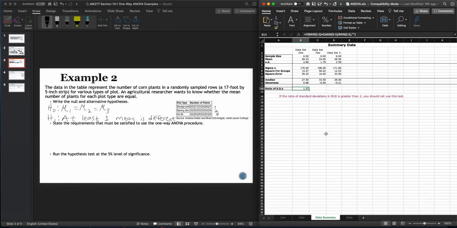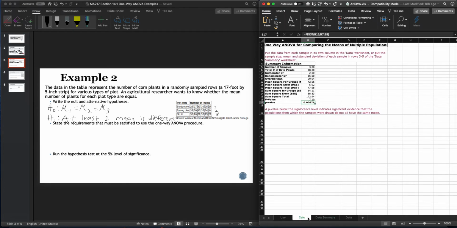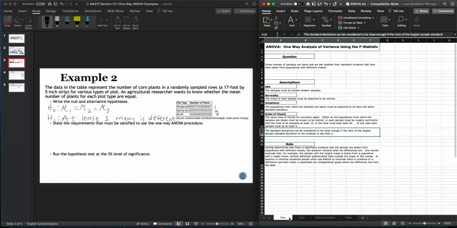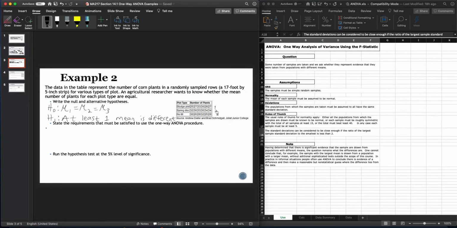We have a ratio of standard deviations of 1.57, which is nice. We'll get back to this calculation tab on the last part on here. But for the requirements, we have a bunch of requirements that we need here. The first and foremost being that this is a simple random sample. Simple random. And we were told here that this is indeed a random sample. So yes, that assumption's met.